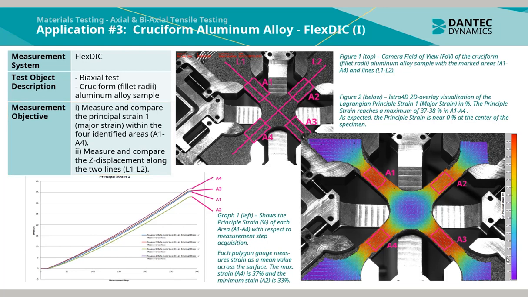In figure 1 to the top, we can see the camera field of view of the cruciform fillet radii aluminium alloy sample with the marked areas A1 to A4 and lines L1 to L2.